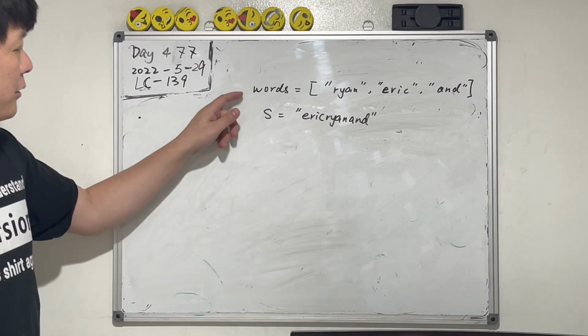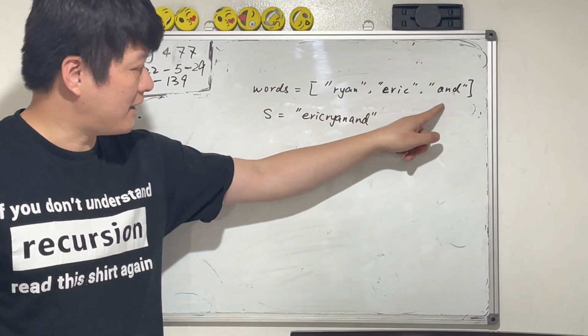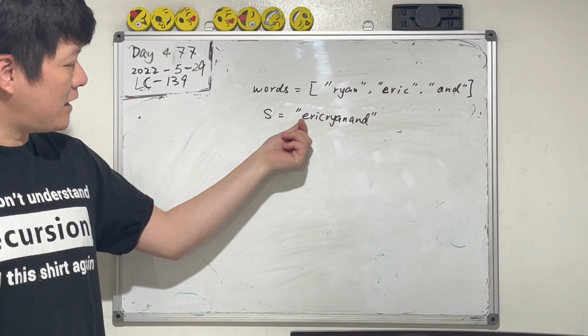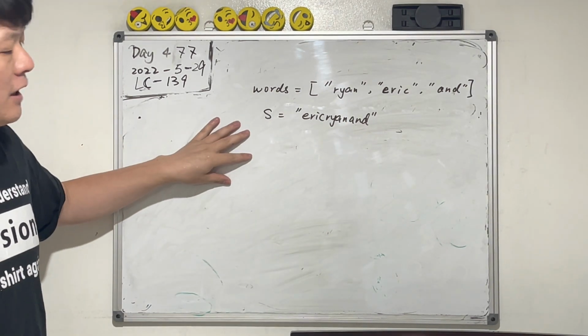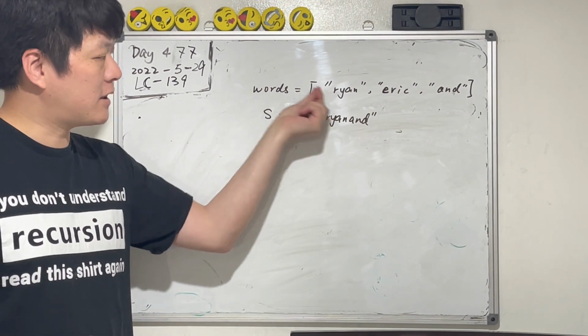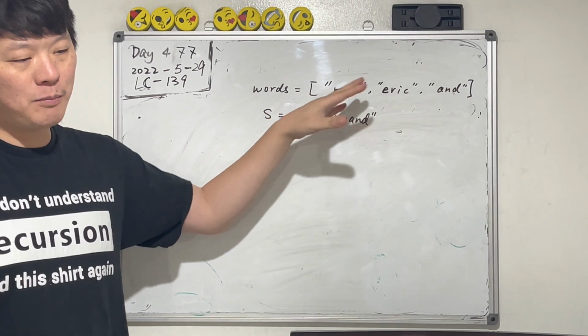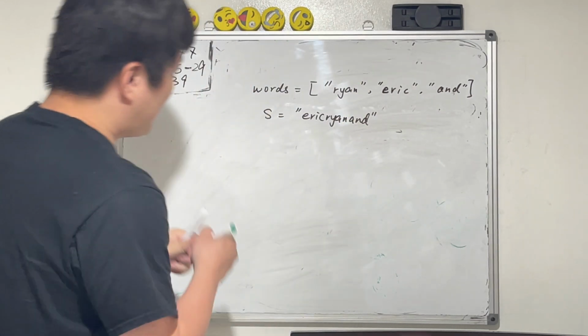Okay, so look, we are given a list of words: Ryan, Eric, and we are also given a string. So the question is, can we break this string using the words given here? And each word can be used multiple times. So look at this one.